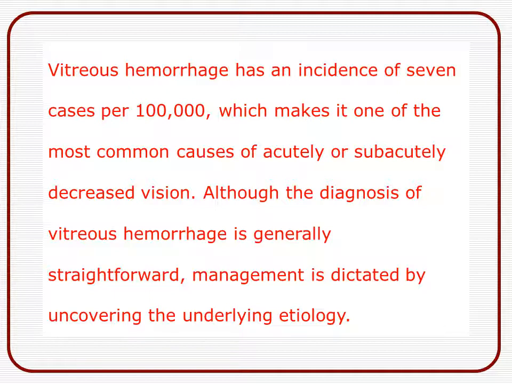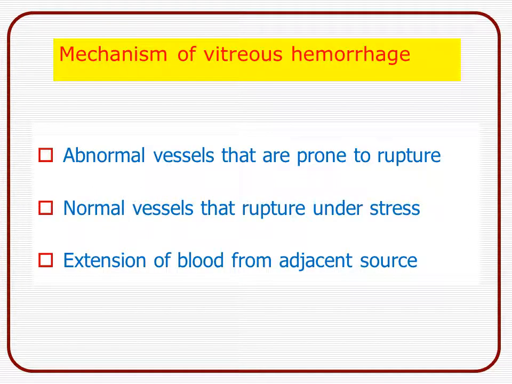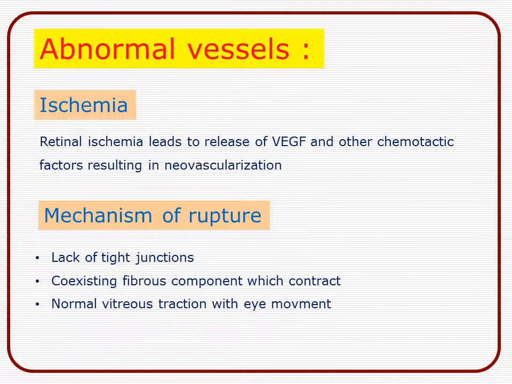Although the diagnosis of vitreous hemorrhage is generally straightforward, management is directed by uncovering the underlying etiology. The mechanism of vitreous hemorrhage: it may be abnormal blood vessels that are prone to rupture, normal vessels that rupture under stress, or extension of blood from an adjacent source.